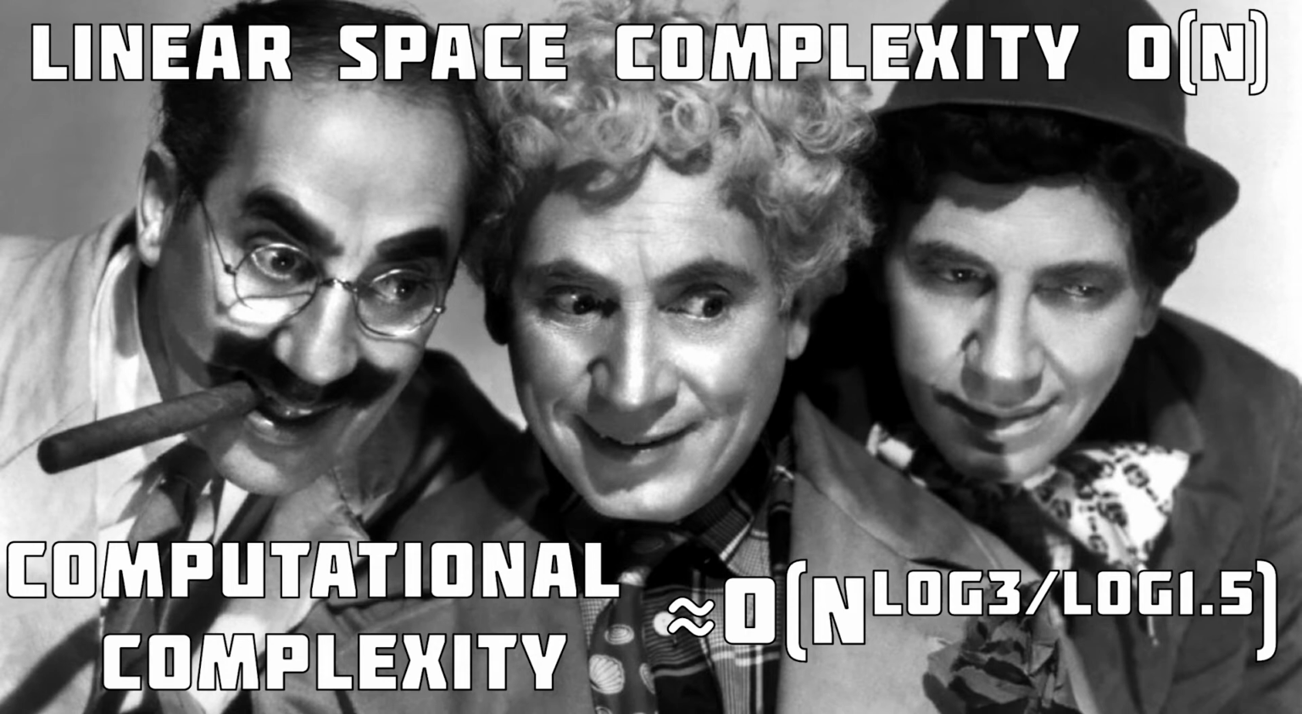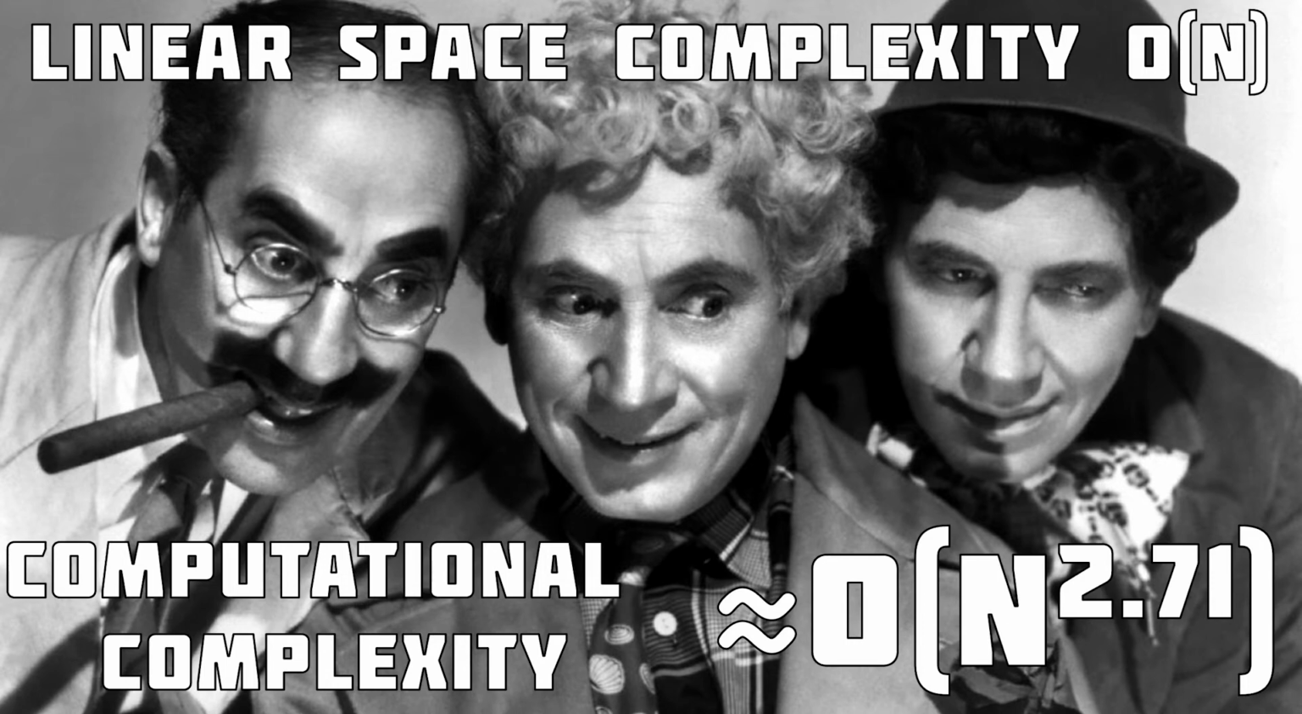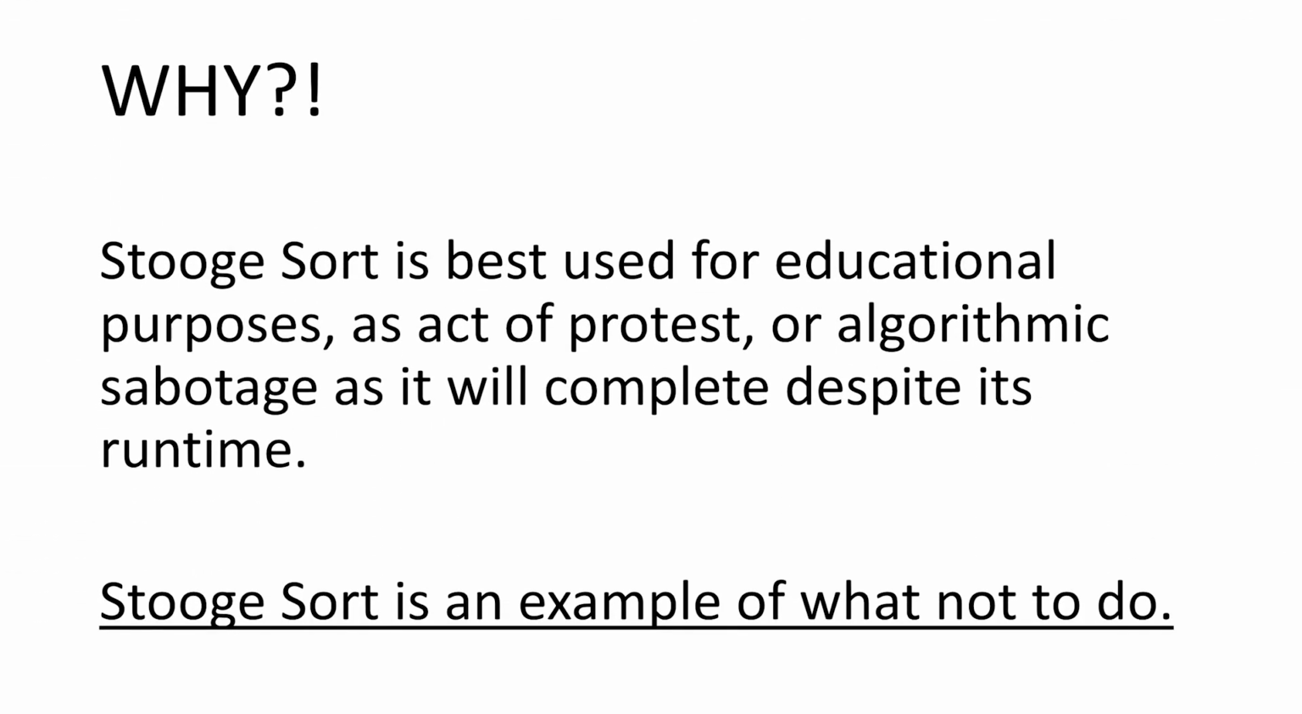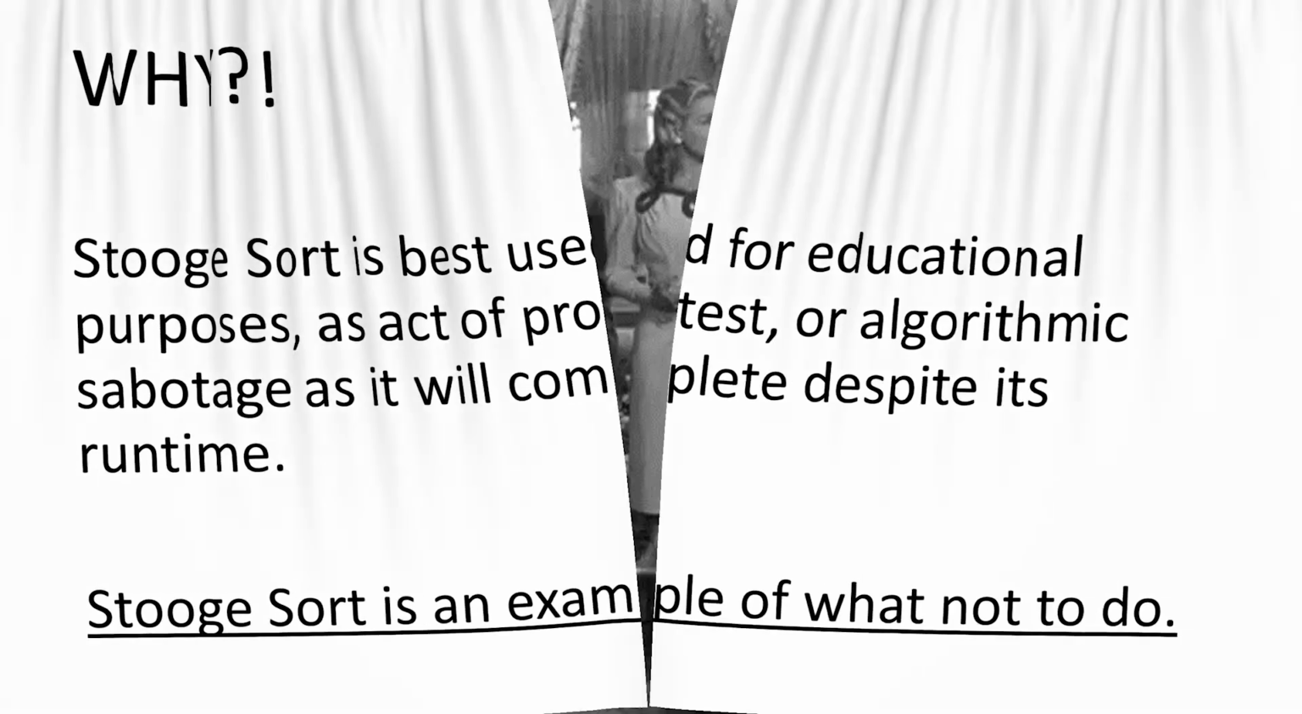Stooge sort is aptly named because, while it has a linear space complexity, it has a computational complexity of n to the log of 3 divided by the log of 1.5, or approximately n to the 2.71. And that runtime is the same for the best, average, and worst cases. With such a terrible runtime, what's the point? Stooge sort is best used for educational purposes, as an act of protest, or algorithmic sabotage, as it will complete despite its terrible runtime. For ordinary people, Stooge sort is an example of what not to do.